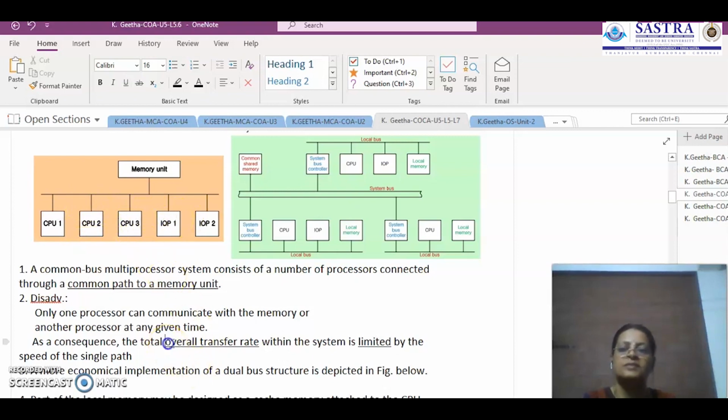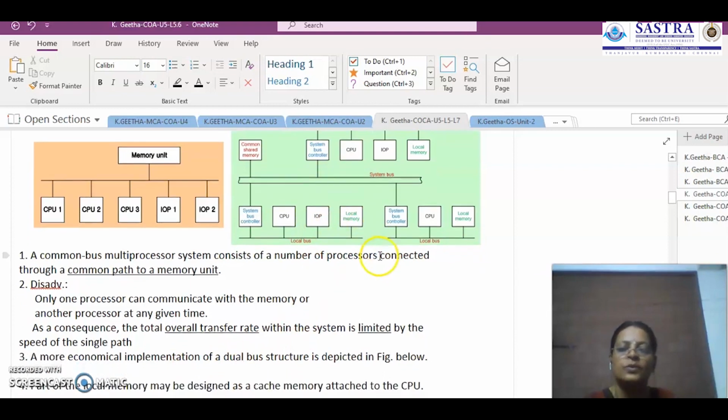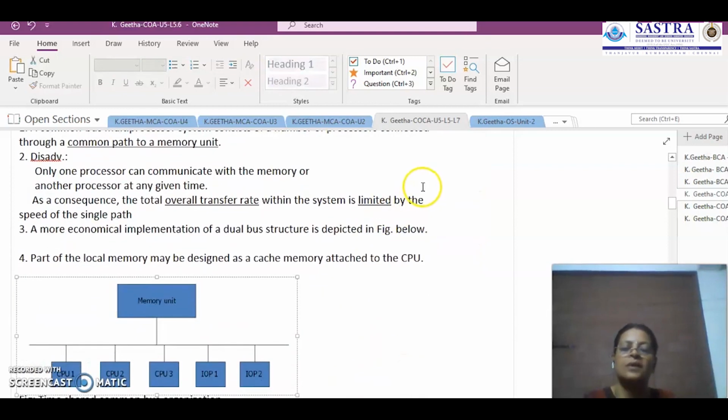As a consequence, if you observe here, the overall transfer rate of the system is going to be limited by the speed of the single path, because that single path is shared by all the processors, and that is going to be a limitation. And a more economical implementation of the dual bus structure is shown in the figure here. So by means of this local bus and the system bus, the common bus, we are able to cater to a larger number of processors.